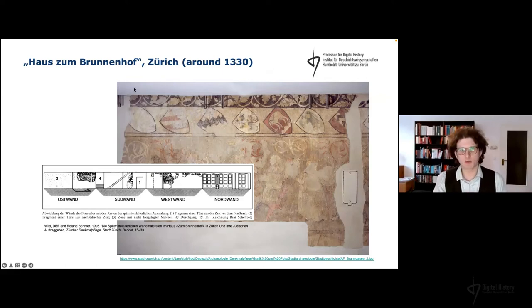And as you can see on the drawing, the whole painting stretches over multiple parts of the room. And this painting was most likely commissioned by a rich Jewish family of the town. This is notable in this case, since this painting adapts particular fashions which were quite common in wall paintings of the Christian patrician elites of this time.